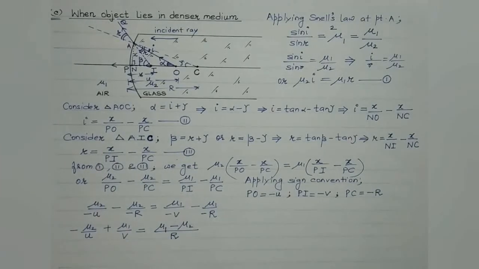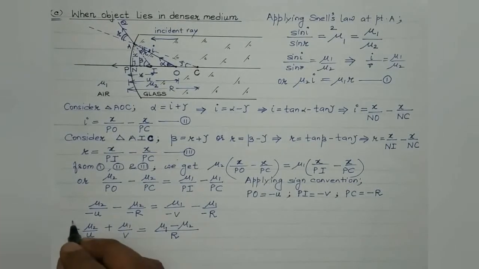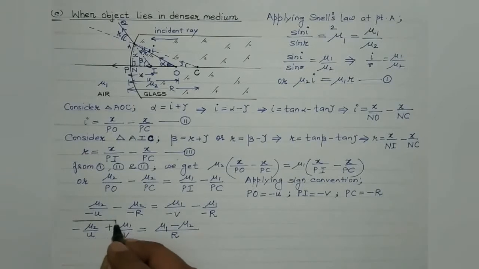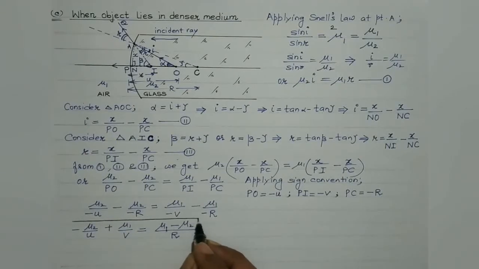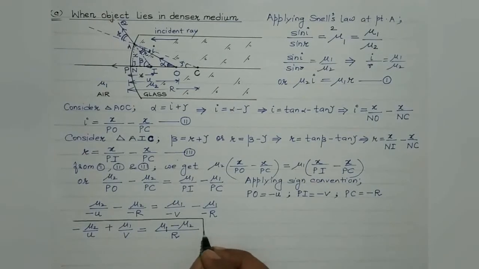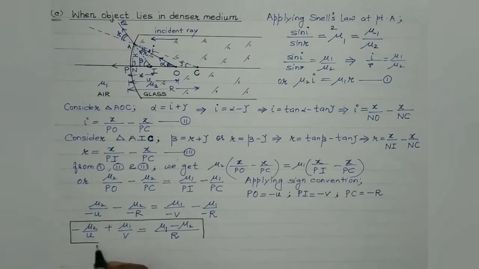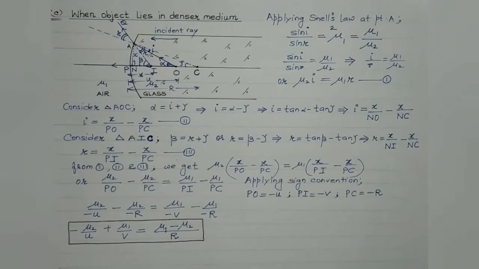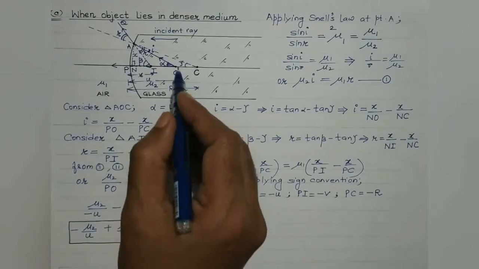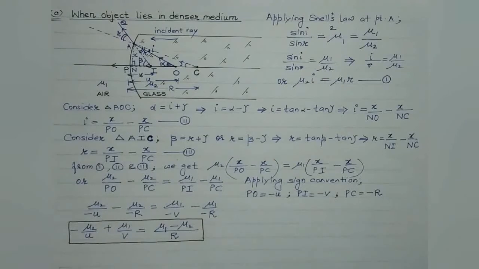So students, this is the expression, or rather this is the relationship between the refractive indices of the two media and the object distance, image distance, and the radius of curvature, in case when the object is placed in the denser medium. So do remember, this is the formula which is applicable for any type of spherical refracting surfaces, provided the object is placed in the denser medium, right?